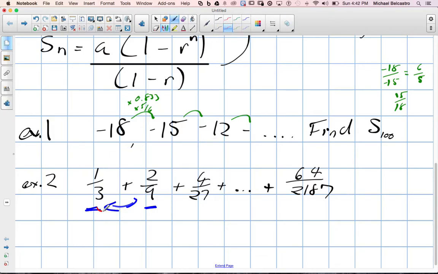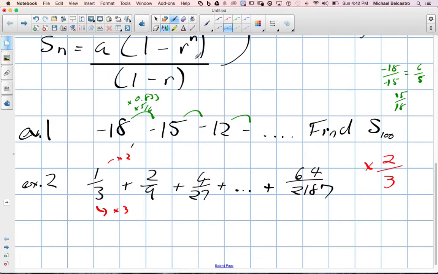I can tell already. The bottom is multiplying by 3 each time, and the top is multiplying by 2 each time. This is being multiplied by 2 on top. This is being multiplied by 3 on the bottom, which means in whole what's happening is the entire fraction is being multiplied by 2 over 3.